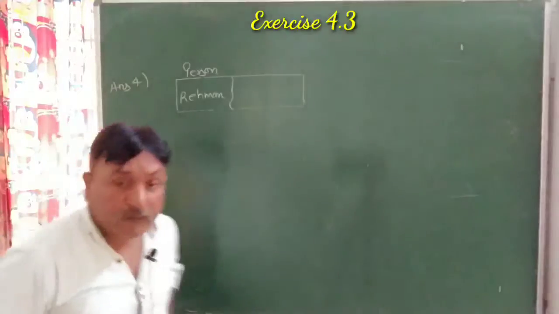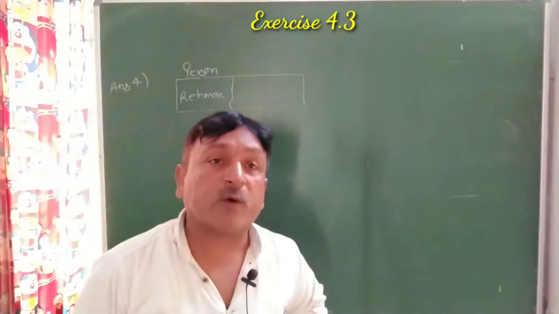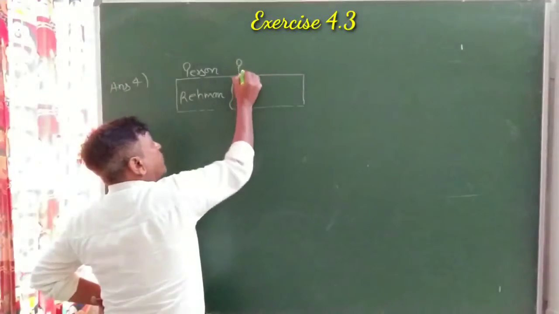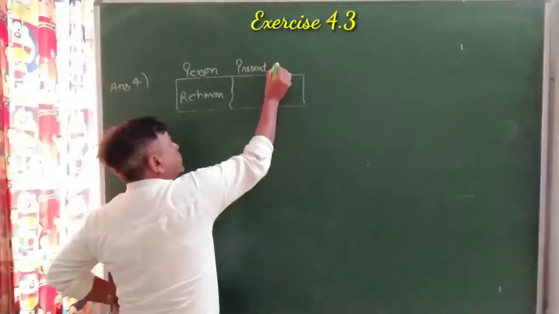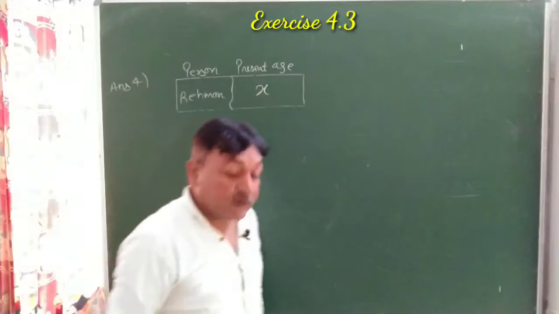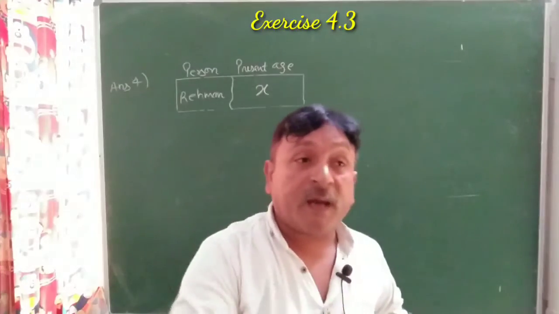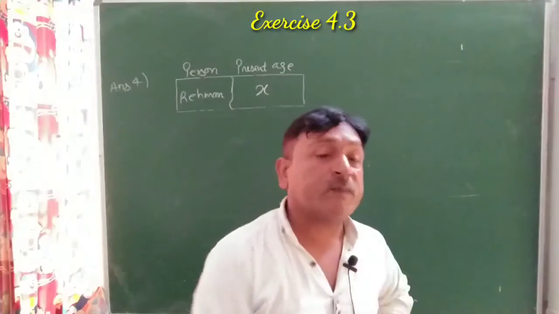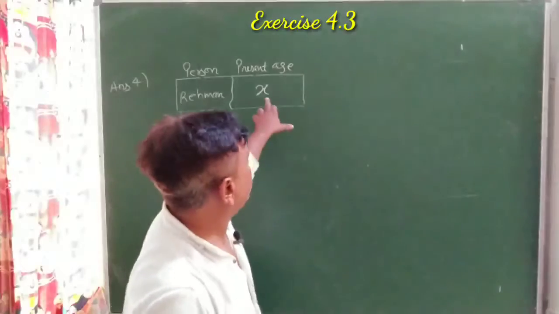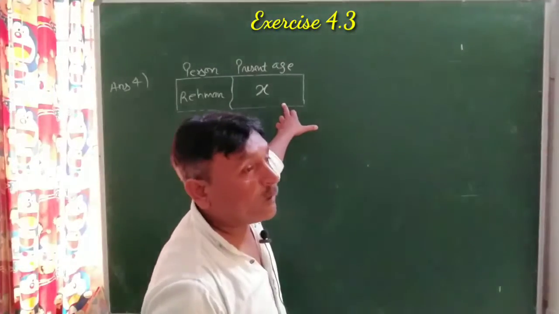We don't know the present age of Rahman, so we will say let the present age of Rahman be x years. Why have we taken the present age as x? Because for any person, if you want to find the age before or after, you find it on the basis of his present age. So in the question it is very important to find out the present age.